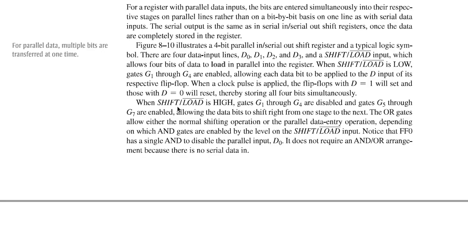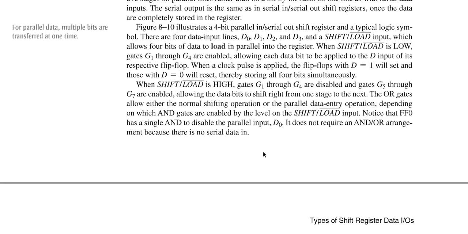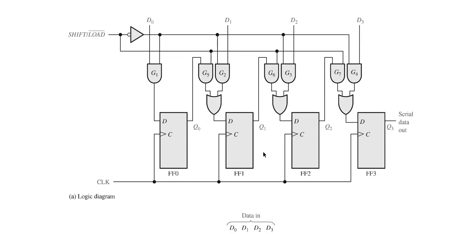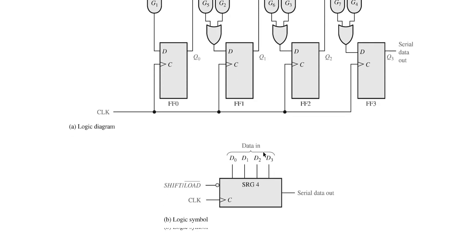As I told you, if the value of shift slash load bar is high, then it performs the shifting operation. G1 to G4, these four gates, are disabled, and G5 to G7 are enabled and perform the shifting operation. It does not require an OR arrangement here because there is no serial data input. So this is how parallel in, serial out works.